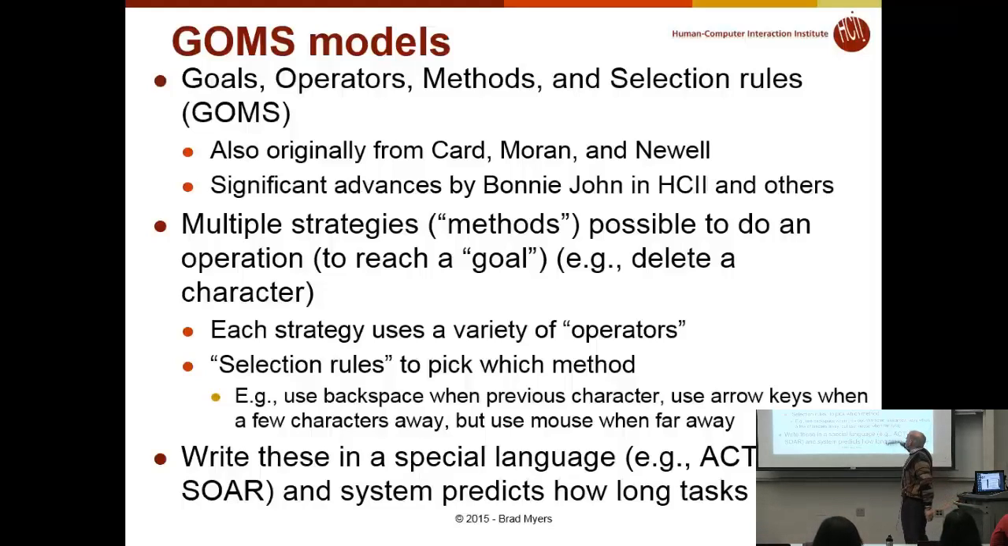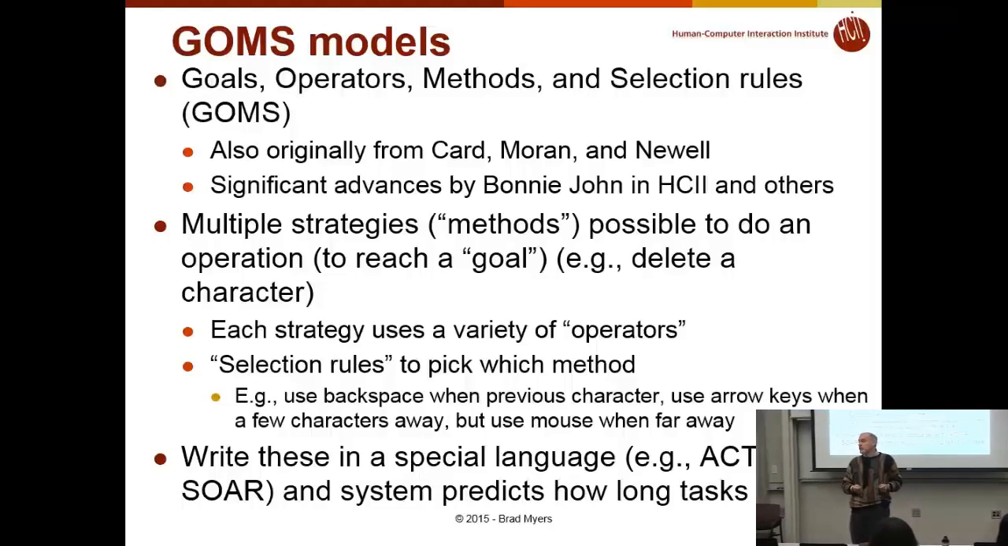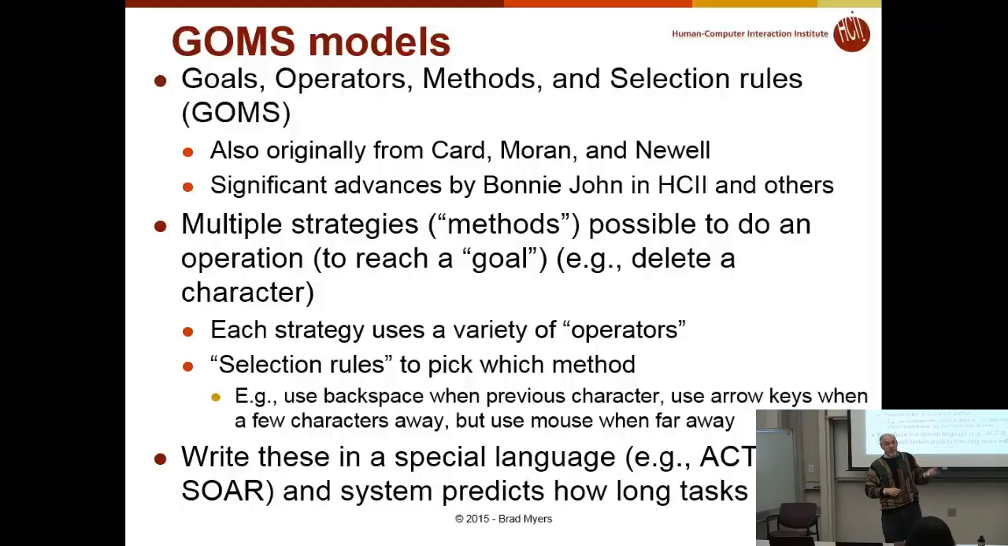So the next level up was called the GOMS model, goals, operators, methods, and selection rules. And the idea of this is that for almost any task, you have a choice of how to do it, right? So suppose you're in a word processor and your cursor is here and you want it to be there. How can you move the cursor from here to there? What are some ways of doing that? Right, you could use the arrow keys, assuming you're not on a Mac, right?